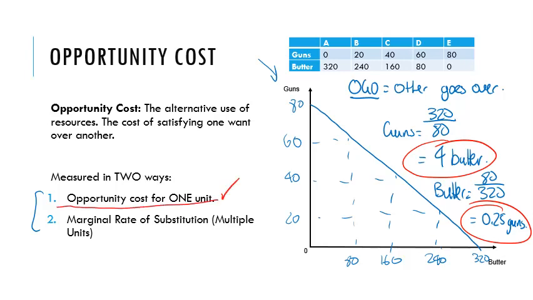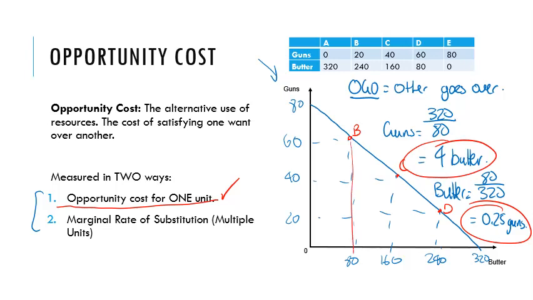Now, we can actually look at what we call the marginal rate of substitution, moving from different points. Okay, so we can move from B to C, or from C to D. If we were to change our production from 80 pieces of butter to 240 pieces of butter, so from B to D, how many guns am I losing?